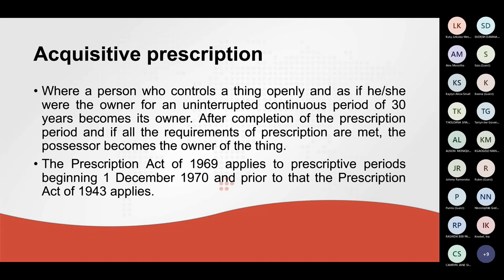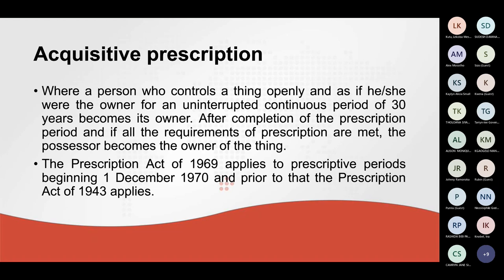Now, this isn't the only example. Please see your study guide for further examples of how you can acquire ownership by means of prescription. So after completion of the prescription period, and if all the requirements of prescription are met, then you become the owner of the thing. Or in the case of the servitude, you have obtained a limited real right with regard to the right of way.